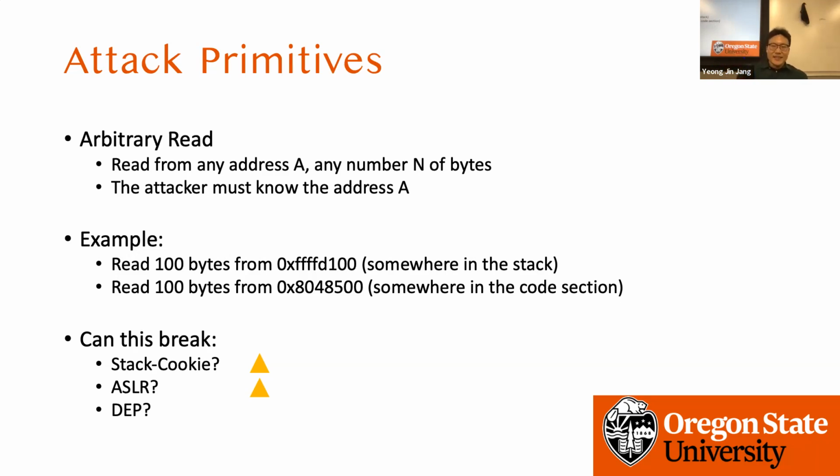And then DEP. To avoid DEP with this kind of leak, avoiding DEP could be launching a ROP attack. To do that, we need to know the code address, and then it reduces to ASLR. So they are all triangles, but the implication is that the arbitrary read can help a lot in avoiding these defenses.